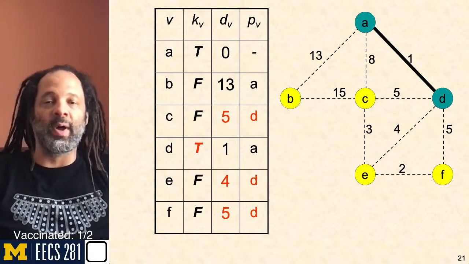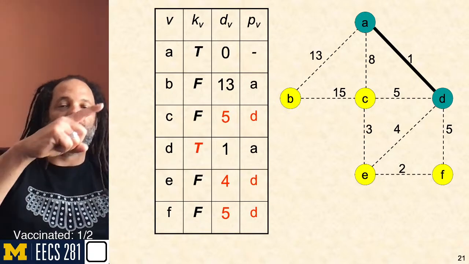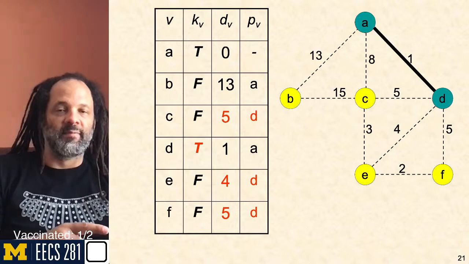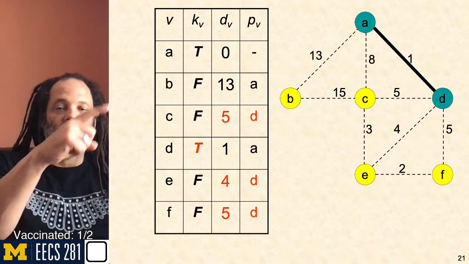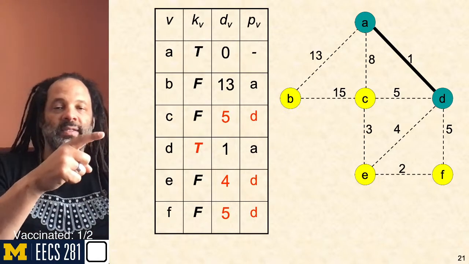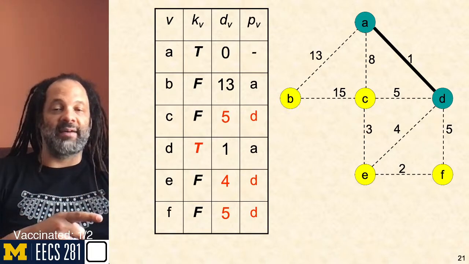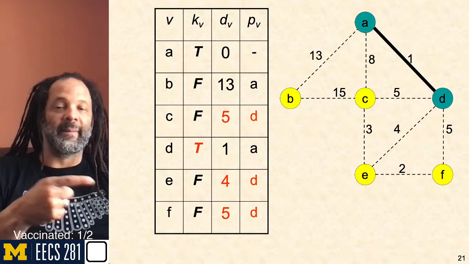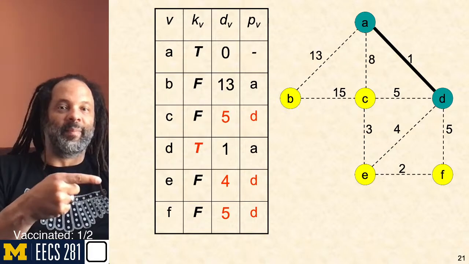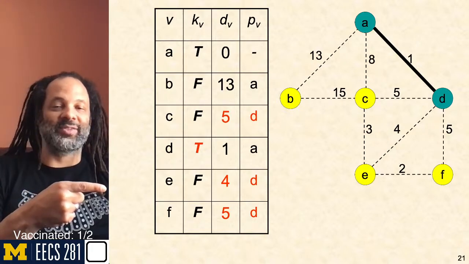Let's do step 1 again. Step 1 says, look at all of my falsies, find the one with the shortest D. B is a 13, looks good. C is a 5, that looks better. E is a 4, that looks even better. F is a 5, not better. Let's go back to E. That's the one. Let's mark that one as true and update everything that's adjacent to E.